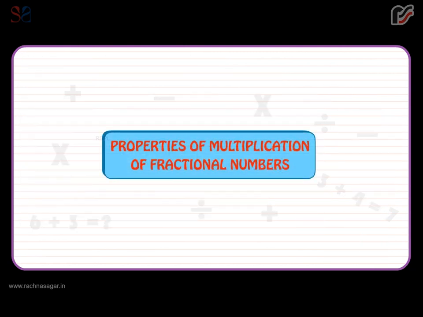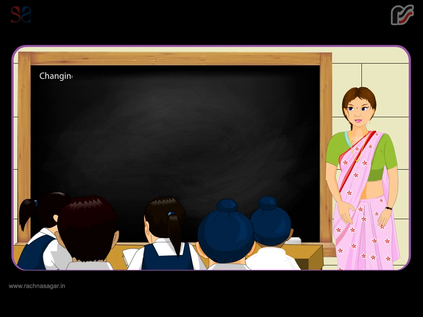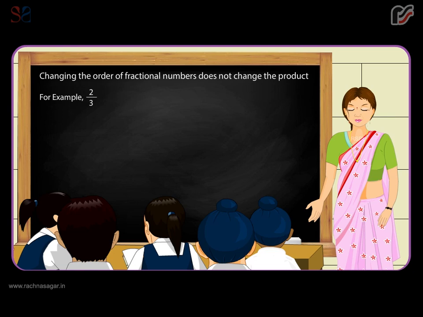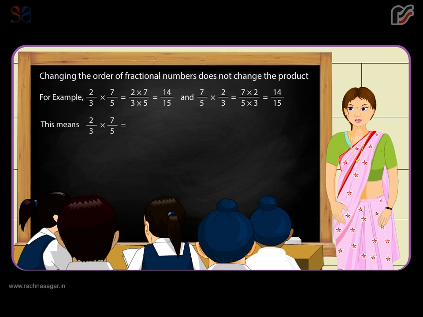Properties of multiplication of fractional numbers. Changing the order of fractional numbers does not change the product. For example, 2/3 multiplied by 7/5 is equal to 2 multiplied by 7 whole divided by 3 multiplied by 5, which is equal to 14/15, and 7/5 multiplied by 2/3 is equal to 7 multiplied by 2 whole divided by 5 multiplied by 3, which is equal to 14/15. This means 2/3 multiplied by 7/5 is equal to 7/5 multiplied by 2/3.